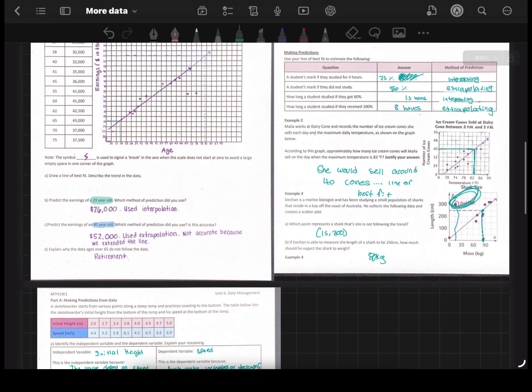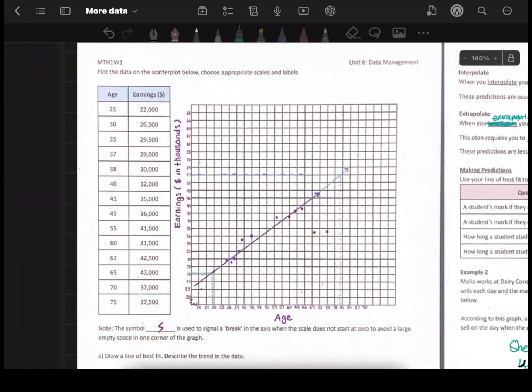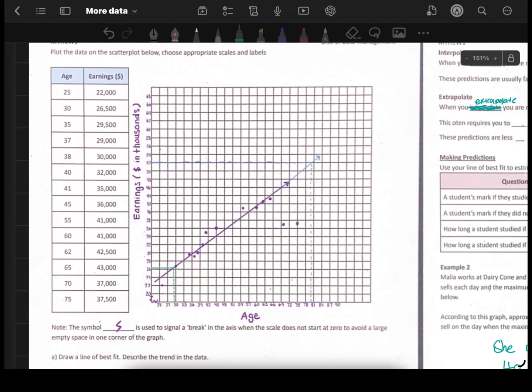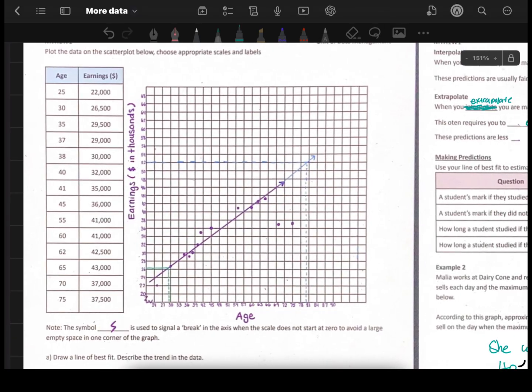So now I'm going to be looking to here. So this is just another example that you guys can look at. It's basically just plotting the data on the scatter plot and then doing some questions. So in this case, the symbol is this symbol right here. It's used to signal a break in the axis when the scale does not start at 0 to avoid a large empty space in one corner of the graph.